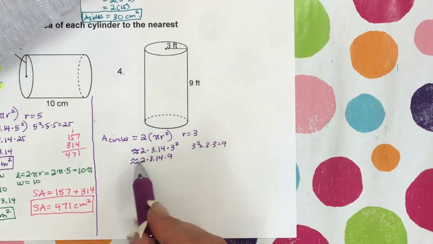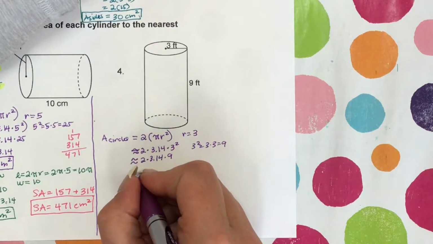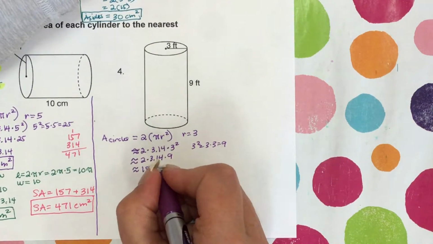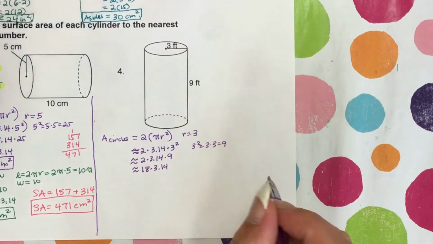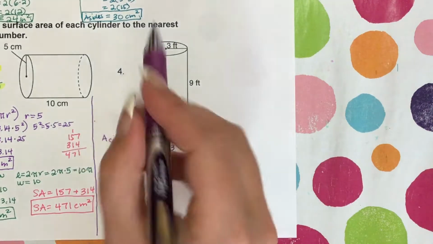And then I'm going to go ahead, since this is all multiplication, it doesn't matter what order I do. So I'm going to go 2 times 9, which is 18. So approximately 18 times 3.14. Okay. Now I'm just going to go ahead and do that work up here.